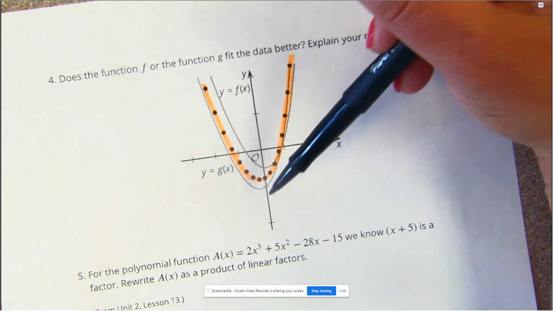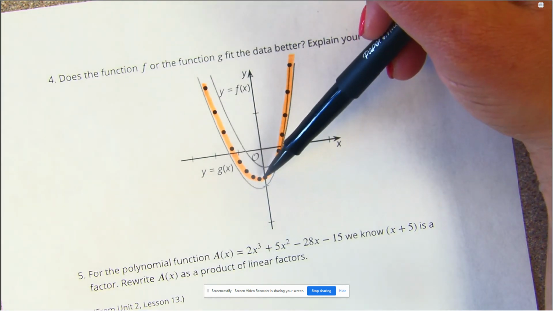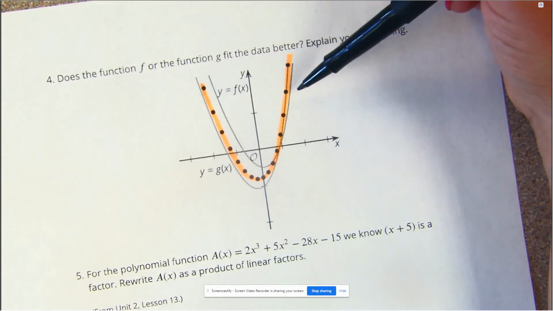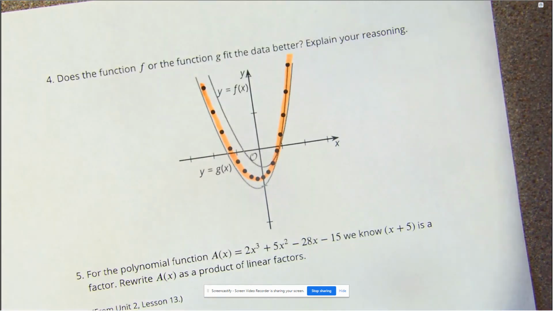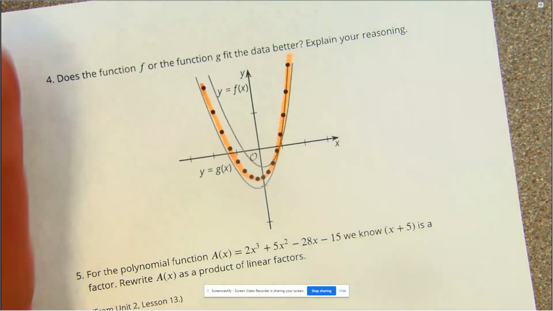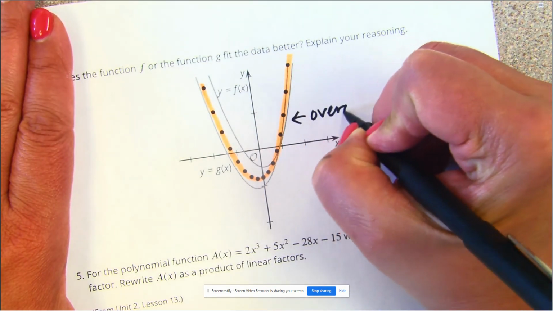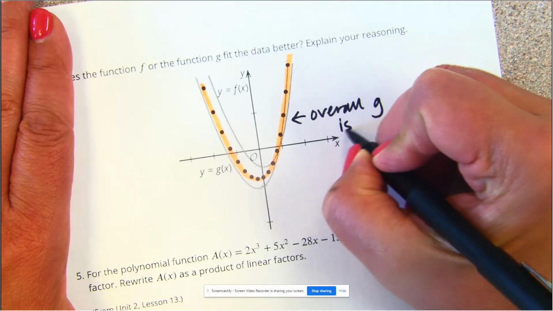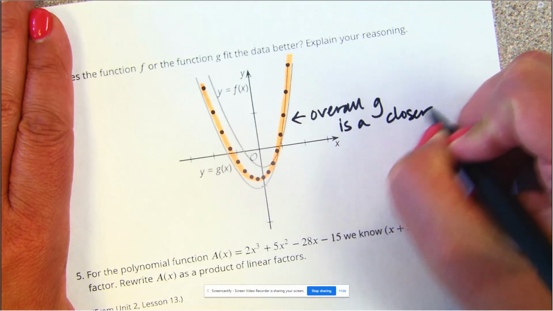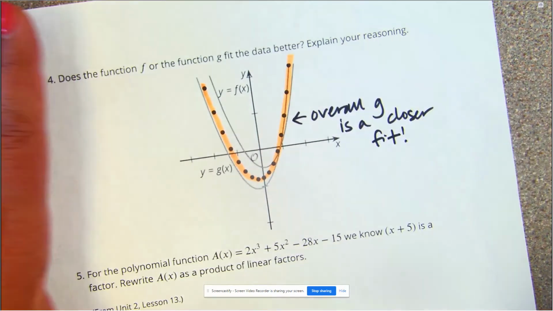All I would have to do is shift G up just a little bit, and both sides would be closer. So even though they both are in the general shape, I believe G fits the data better. Overall, G is a closer fit.